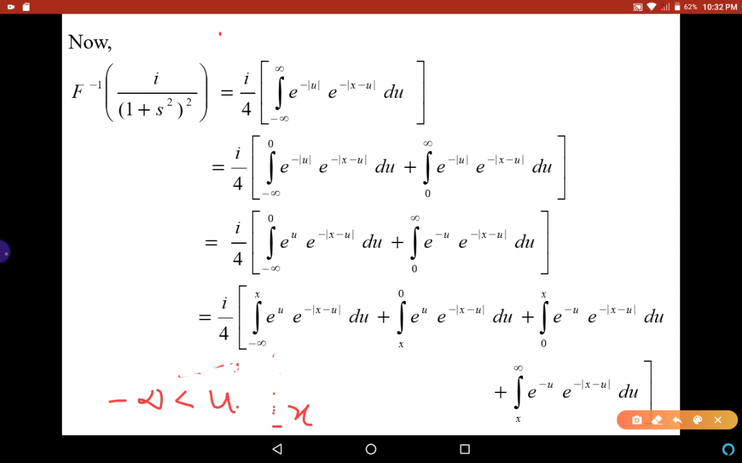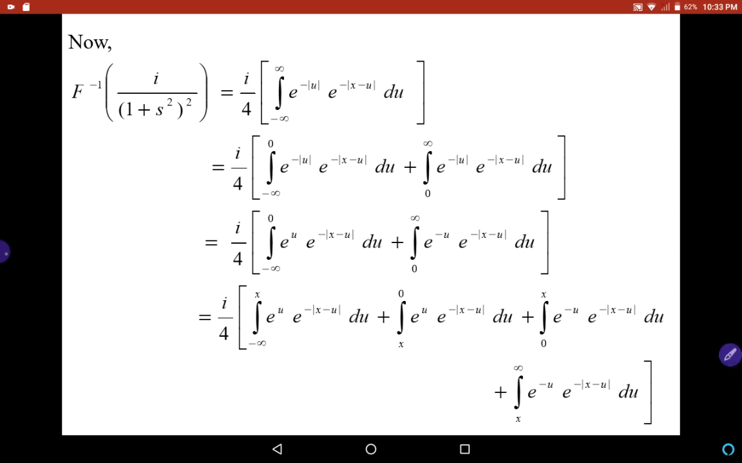Plus, now come to the second integral. u lies in the interval x to 0. Therefore, x minus u is negative, and hence e power mod x minus u becomes minus of x minus u, that is e power x minus u. Similarly, in the third interval 0 to x, that is u lies between 0 and x, x minus u is positive, and hence e power minus mod x minus u is e power minus of x minus u. Similarly, in the last integral x to infinity, u lies in the interval x to infinity, therefore x minus u is negative, and hence e power minus mod x minus u is equal to e power x minus u.